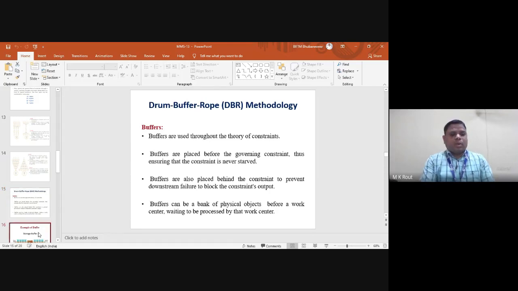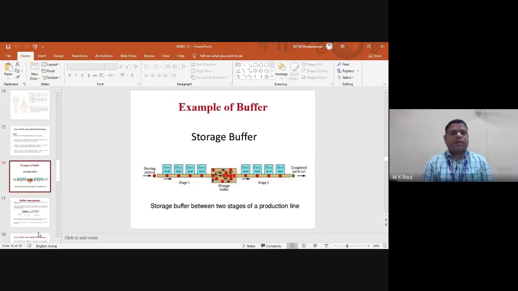Clear? So here are the situations. This is a typical example of a storage buffer, the storage buffer between two stages of a production line. Here the buffer is placed before one stage, or you can say it is placed after the previous stage. The red balls indicate different processes, that is 1, 2, 3, 4, and inside the storage buffer the raw material is slowly moving towards stage 2. Similarly, if you maintain this buffer in a systematic manner, no constraint will occur which directly prevents the manufacturing activities.